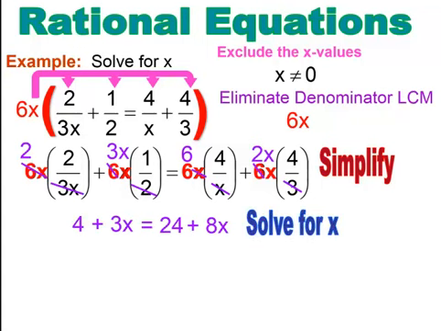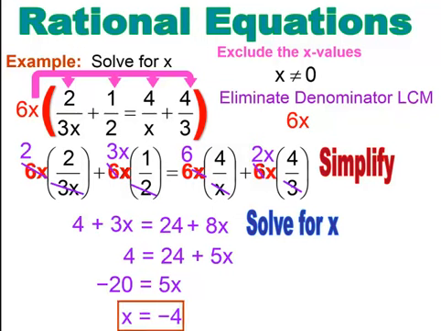I'm going to move that 3x over by subtracting it from both sides, and I'm left with 4 equals 24 plus 5x. And now I'm going to subtract 24, and I get negative 20 equals 5x. I divide through by 5, and I get my solution here: x equals negative 4.